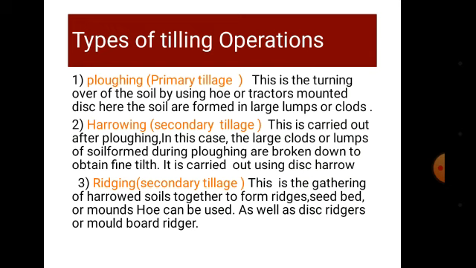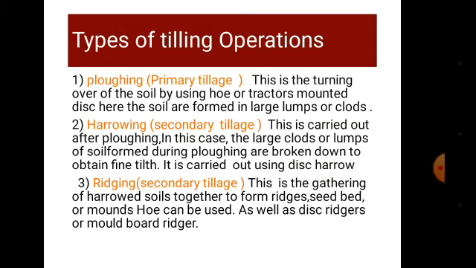On harrowing, this is carried out after plowing, and in this case, the large clods or lumps of soil formed during plowing are broken down to obtain fine tilth. It is carried out by using a harrow. 1. Harrowing helps to bury weeds further. 2. It helps in producing fine tilth for plant growth.